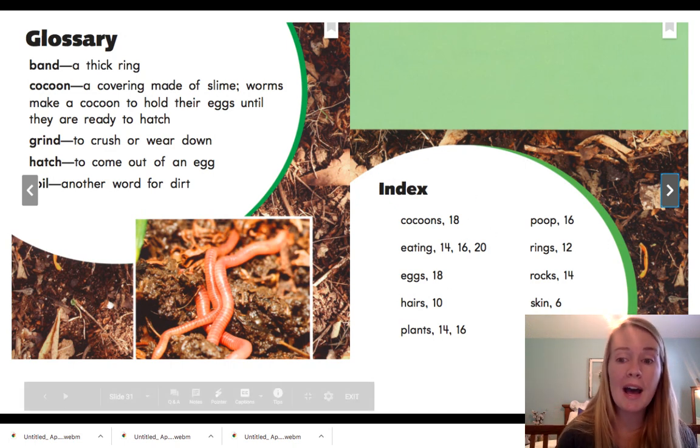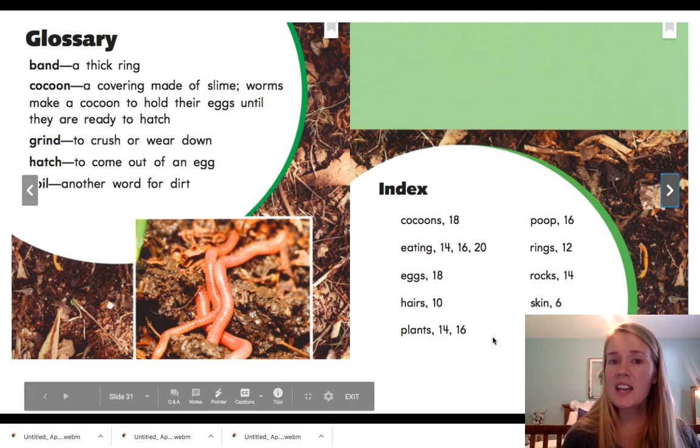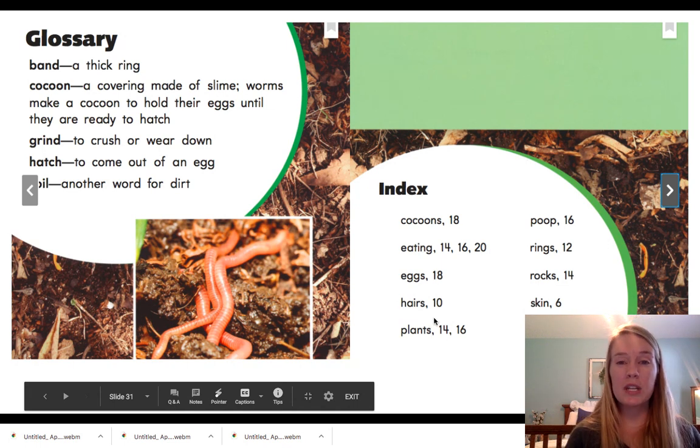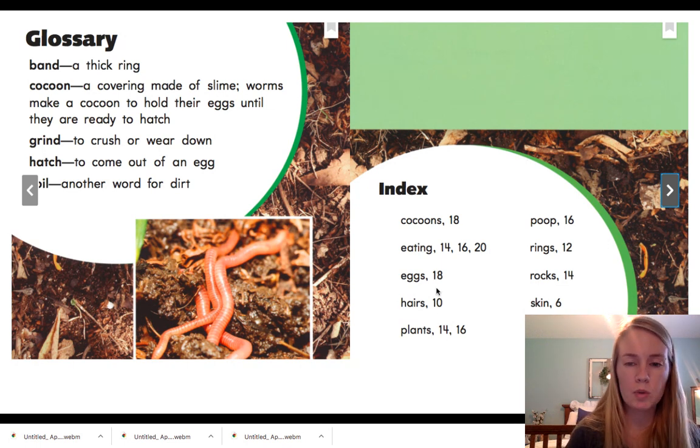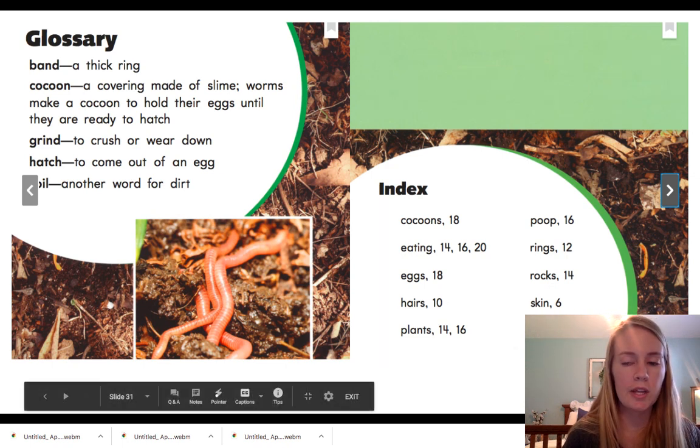Now let's look at our index. Here we can go back and we can read about anything that could be on the pages in this book. So if I want to go back and read about the hairs on the worm, what page would I go to? Number 10. What if I wanted to read about soil? What page would I go to? Right down here, soil, page 4 and 10.